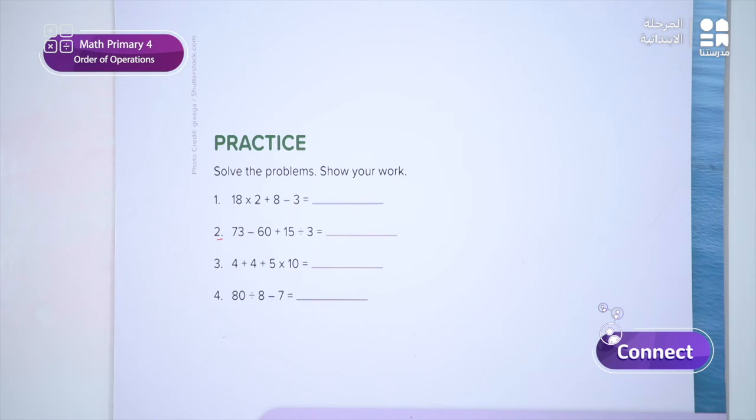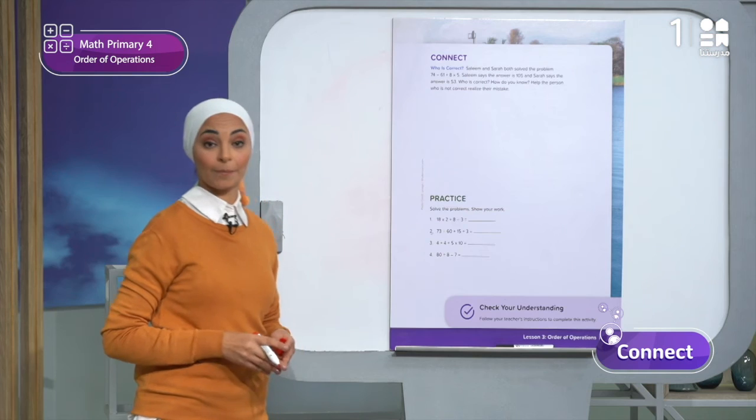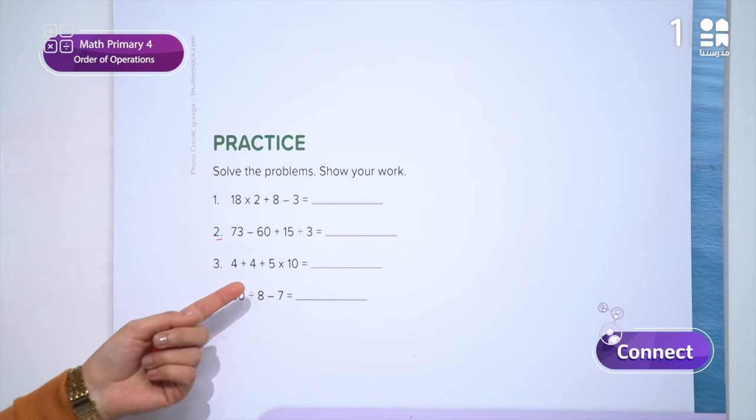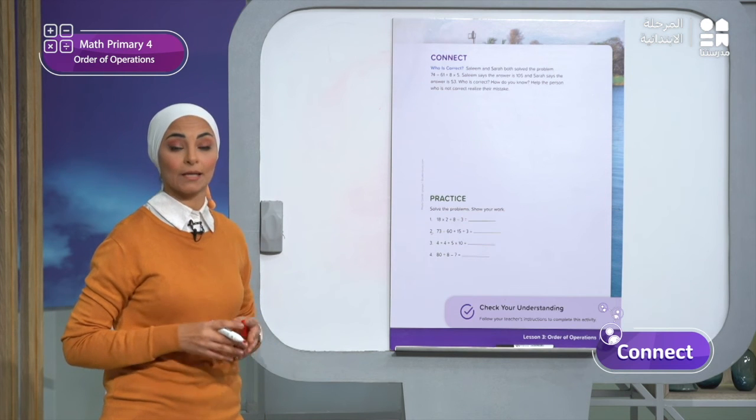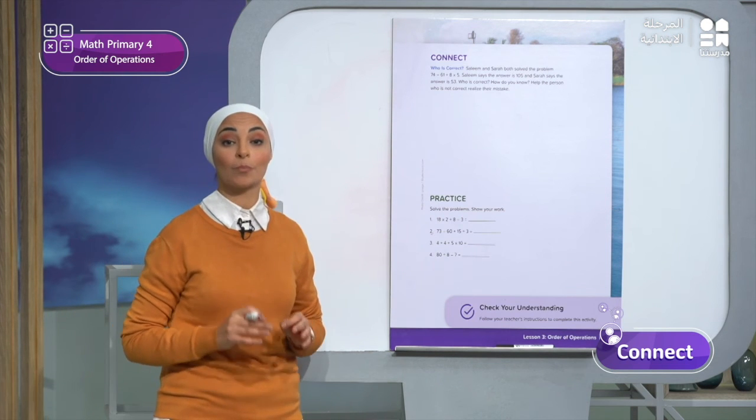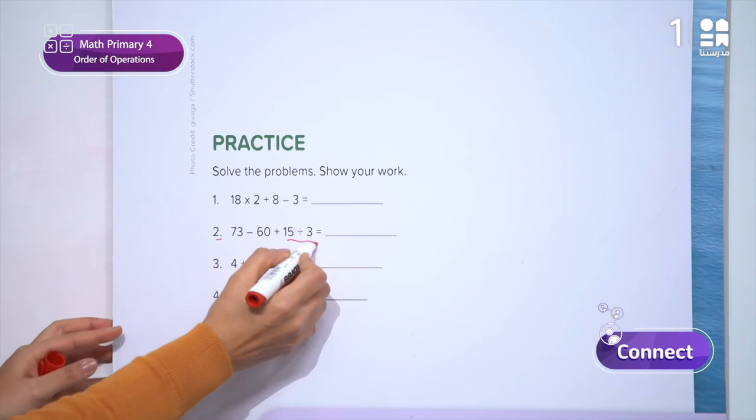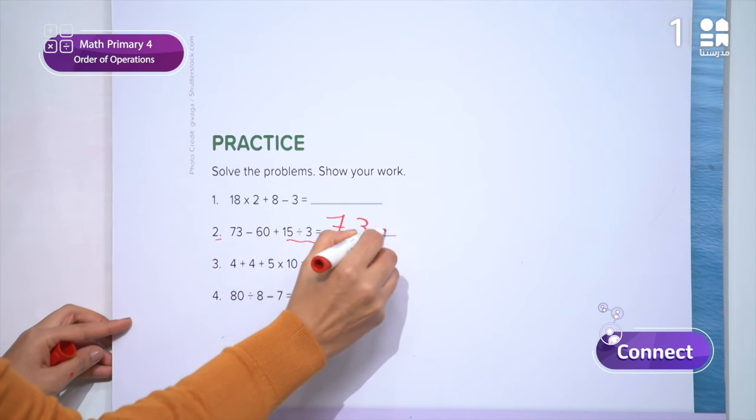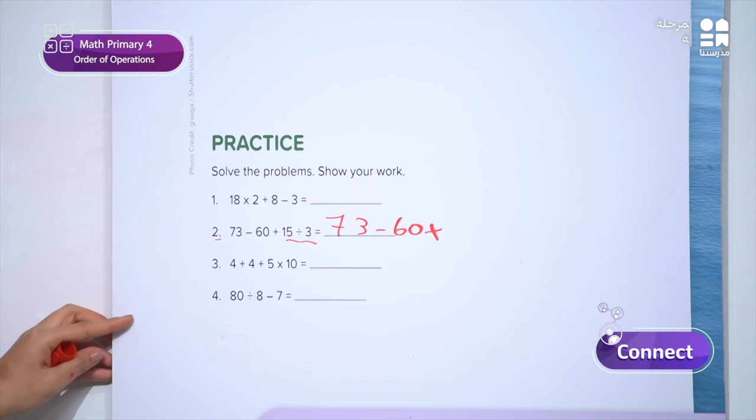Here in problem number 2, 73 minus 60 plus 15 divided by 3. Okay, in this problem we will find division, addition, and subtraction. Okay, it involves division, subtraction, and addition. We will solve the division problem first. The first thing I will solve is the division problem, which is 15 divided by 3. So I will write 73 minus 60 plus, hey, 15 divided by 3 equals what? 15 divided by 3 equals 5, right?